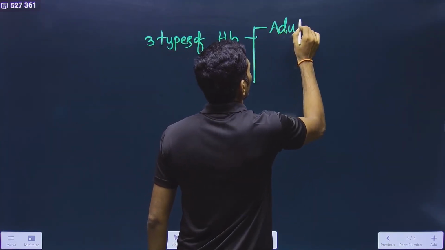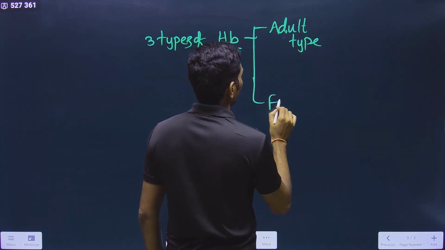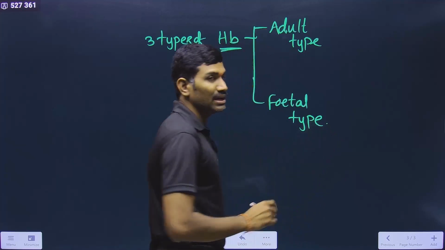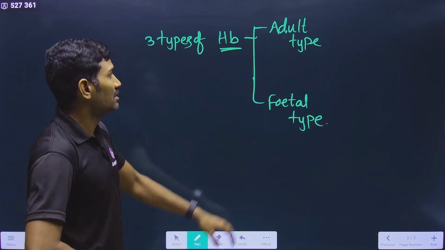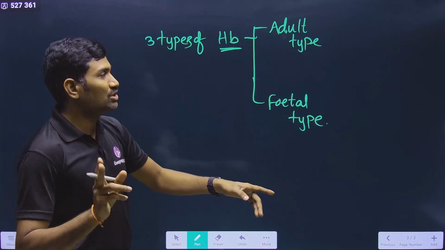Adult type, and then fetal type. Fetal type, you need to understand the concepts behind these also. You need to understand this. That's why I am breaking this particular transport of oxygen into 2 lectures. You need to understand the logic.